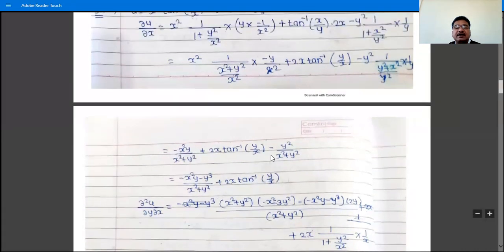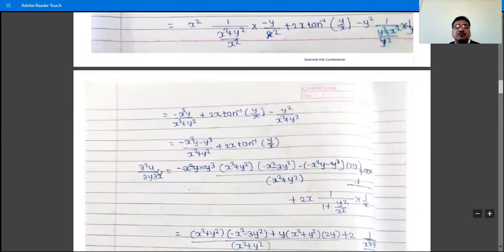This is ∂u/∂x. Then ∂²u/∂y∂x means what? ∂/∂y, that is, the derivative with respect to y of this quantity. ∂²u/∂y∂x means the derivative of this quantity with respect to y. So here is the u/v rule: v times the derivative of u minus u times the derivative of v. The derivative is with respect to y. So what is the derivative of this quantity?